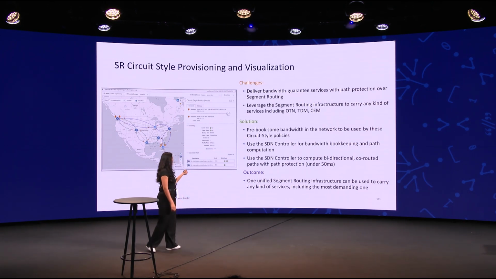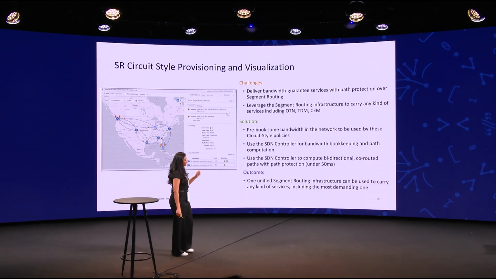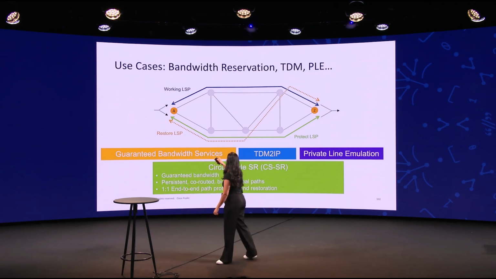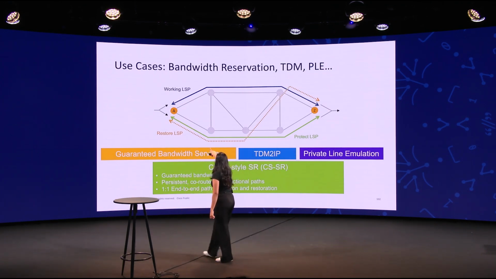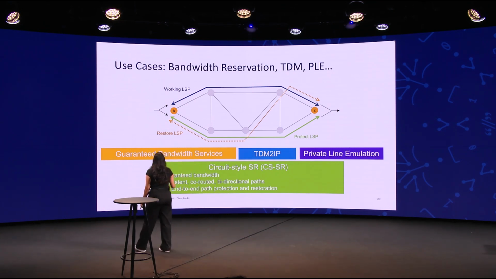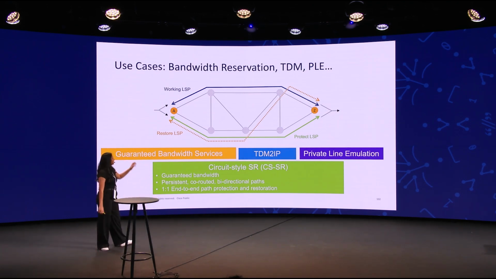So the outcome is you can use your segment routing infrastructure to carry any kinds of services, including your most demanding ones. And this is kind of how it works. You have your working LSP, which is in blue. It's bidirectional, so it's forward and reverse, A to Z, Z to A. You have your protect LSP, which is also calculated and provisioned. So there's a bandwidth guarantee on both of these when you ask CNC to find a path and provision it.